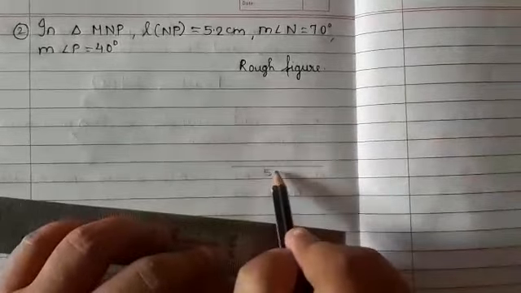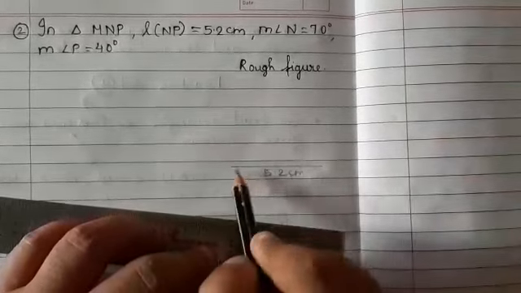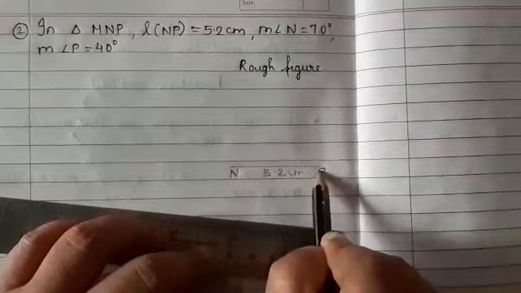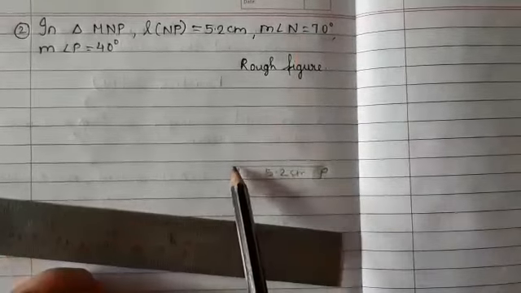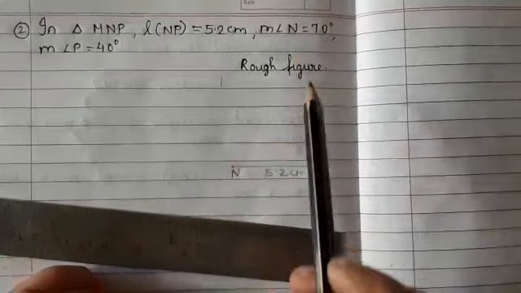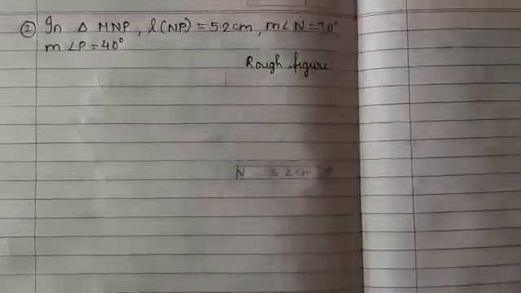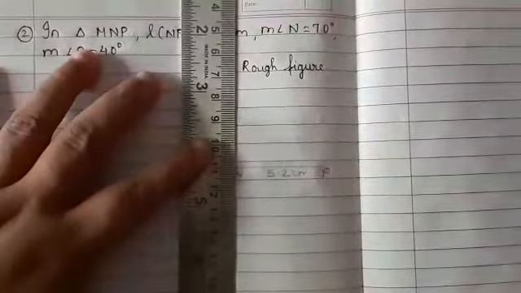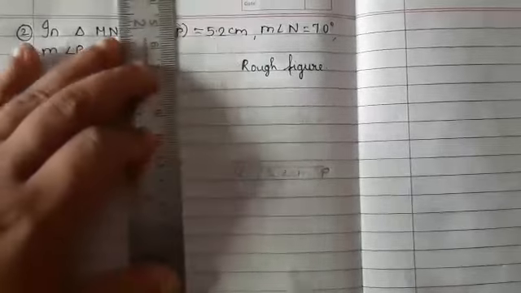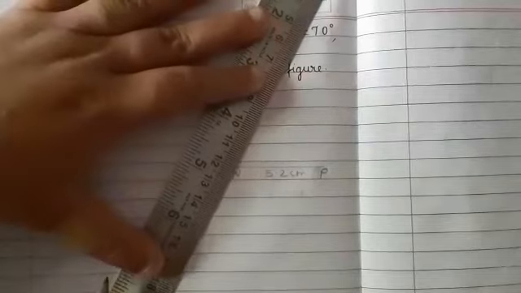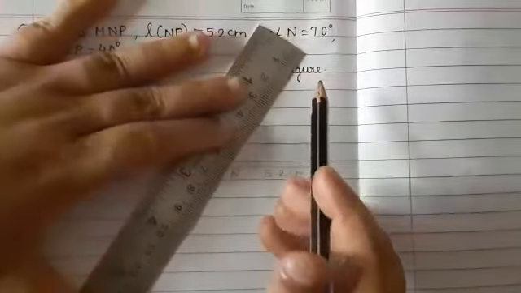5.2 centimeter NP. Now N is 70 degree. So here I will draw an angle of 70 degree. Suppose this is 90 degree, is it? A little bit inside, somewhere here, like this, will be my 70 degree angle.